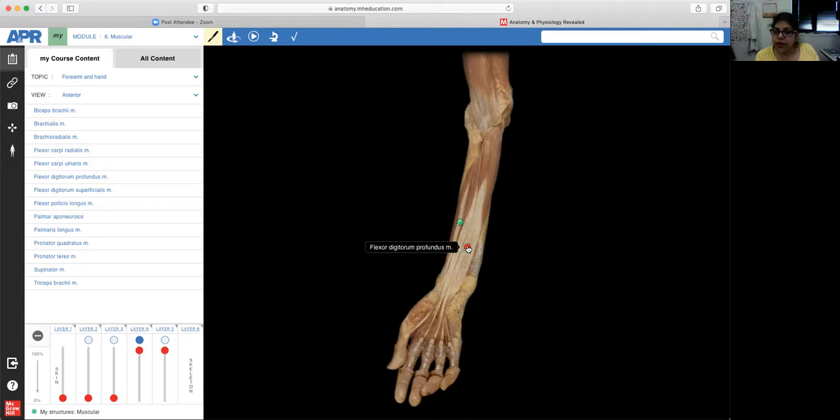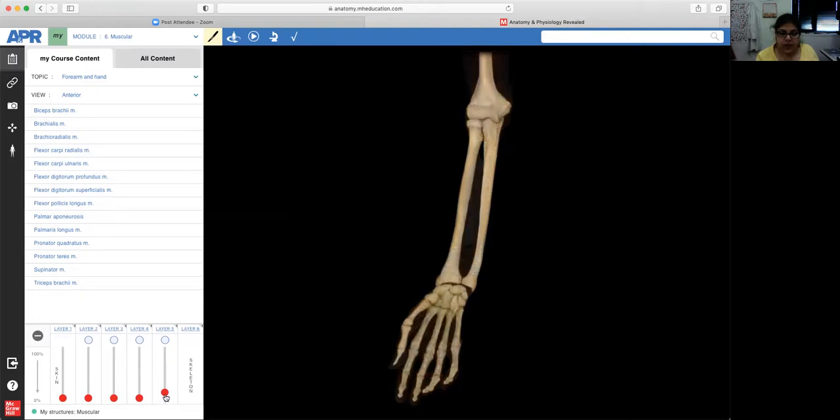Flexor digitorum profundus. The earlier one was superficialis; this is profundus, so this is deep. The other one was superficial. Look at that one, pronator quadratus. This is a very unique muscle because everything was running parallel like this, but suddenly it runs in a transverse, or perpendicular, way. It's called quadratus because it's quadrangle shaped, a four-faced shape. And then you reach the skeleton.